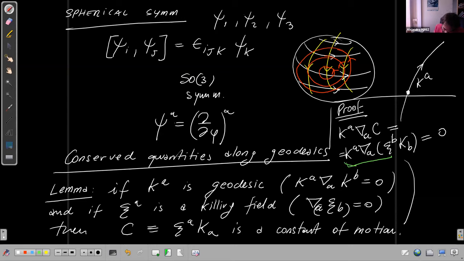Sorry, the term in which, I better write it, but okay. The term in which the gradient acts there is zero because of the geodesic equation, and the term where the gradient acts here is zero because you get a symmetric tensor, the tensor KK, contracted with the non-antisymmetric tensor, because the symmetric part of the gradient of psi is zero because of the Killing equation. So both terms are zero, and therefore this quantity is conserved.